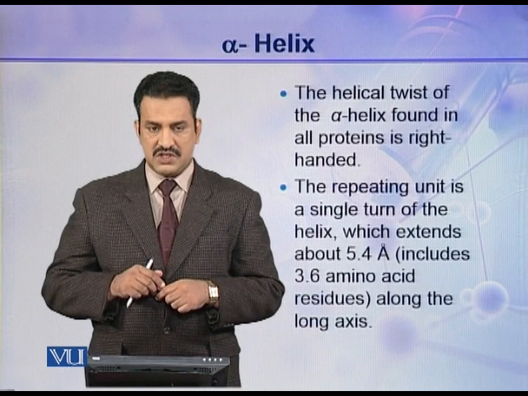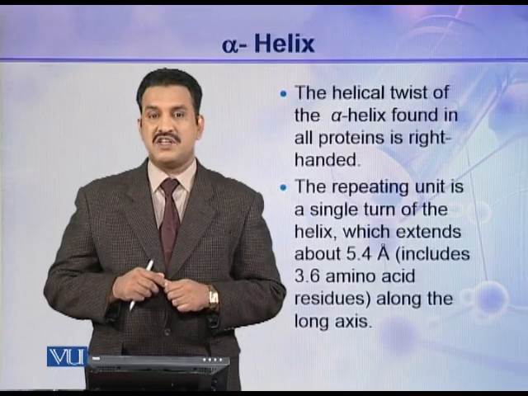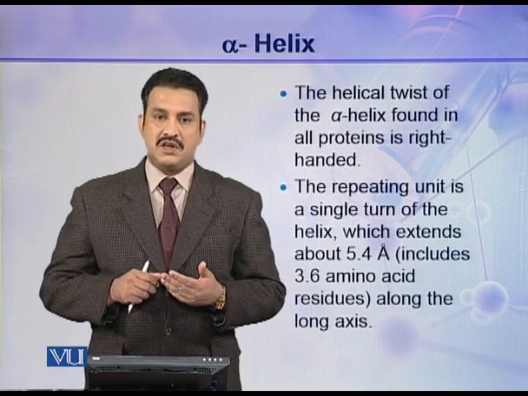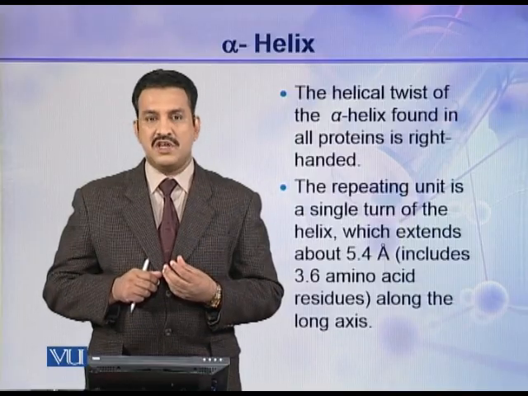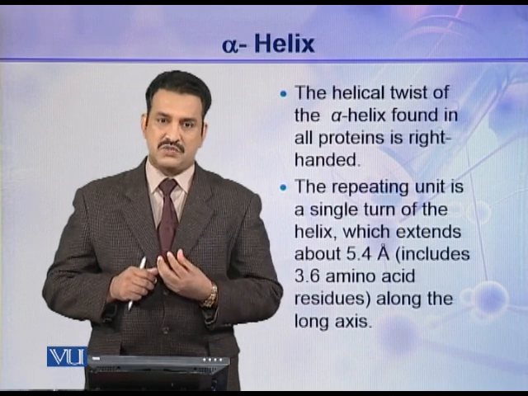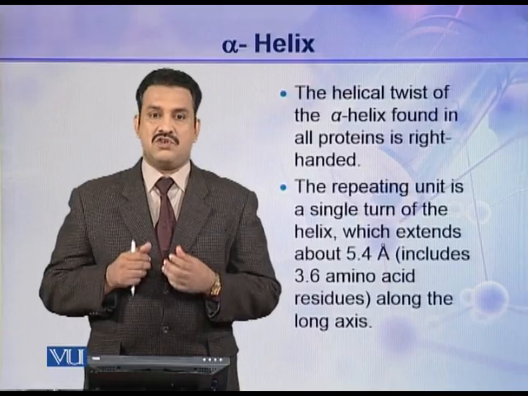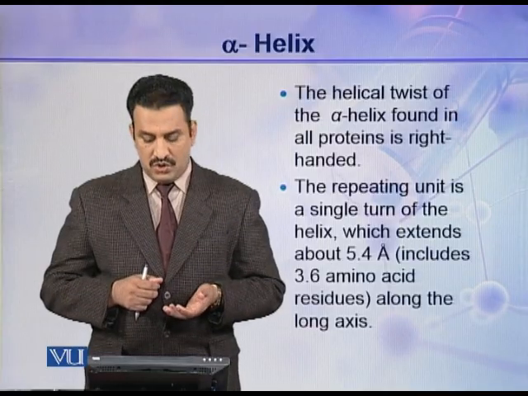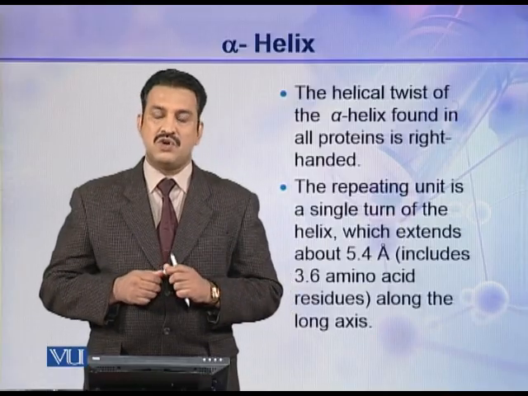The helical twist of the alpha helix found in all proteins is right-handed. What is meant by right-handed? If we say what is the direction of a helix, we cannot say either it is clockwise or anti-clockwise. These terms are not good for helices. We will say it is right-handed coiling or left-handed coiling. So this alpha helix in the proteins is right-handed coiling.